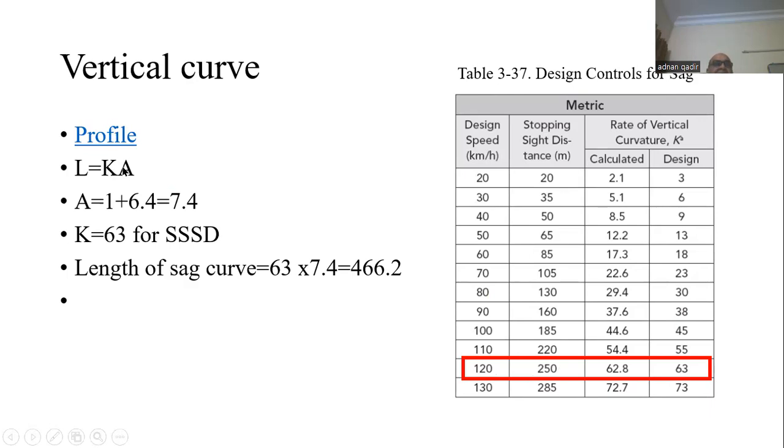And A is nothing but the sum of the grade values irrespective of the sign, whether both are positive, both negative, or one negative and one positive. So you just have to add those grades. For this example, our length of the sag curve is simply 63, which you got from the table, times A. You add 1 and 6.4, you get 7.4, and that is the minimum curve length that is to be provided for this alignment, and it is 476 meters.